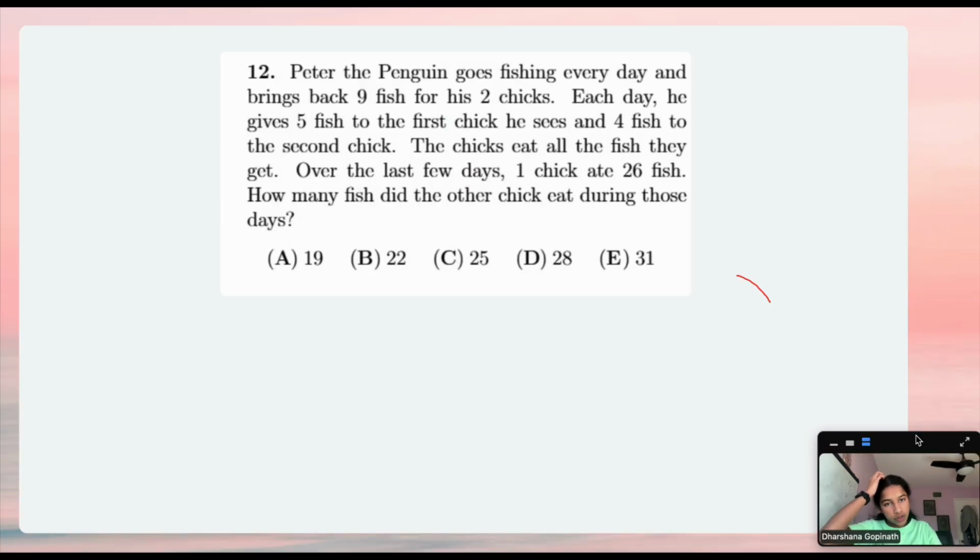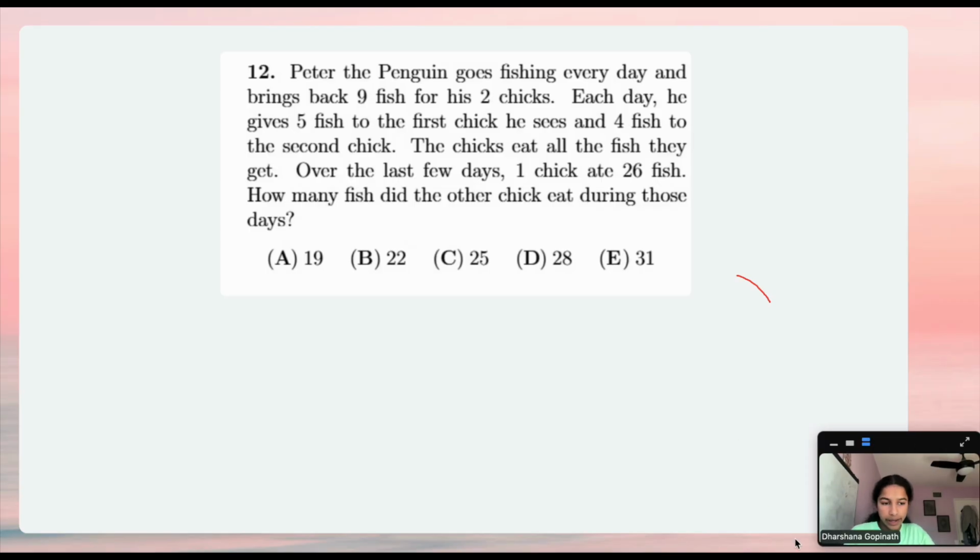Peter the penguin goes fishing every day and brings back 9 fish for his 2 chicks. Every day, he gives 5 fish to the first chick he sees and 4 fish to the second chick. The chicks eat all the fish they get. Over the last few days, one chick ate 26 fish. How many fish did the other chick eat during those days?